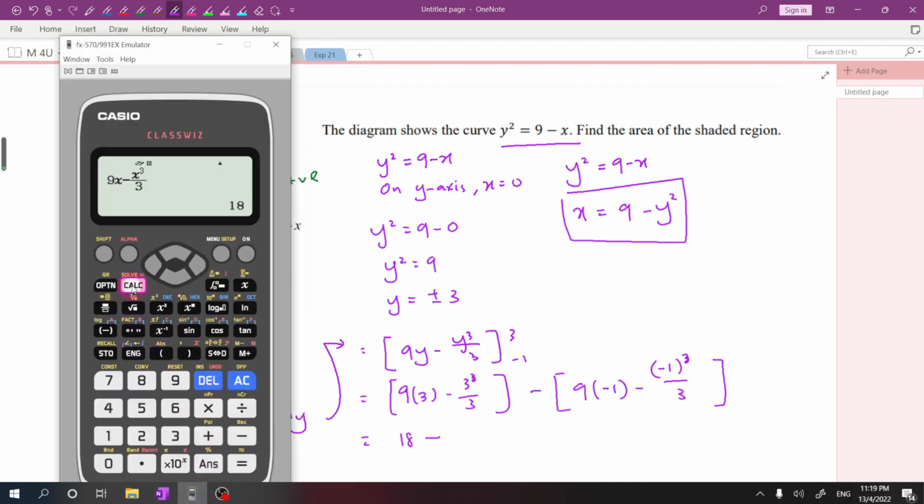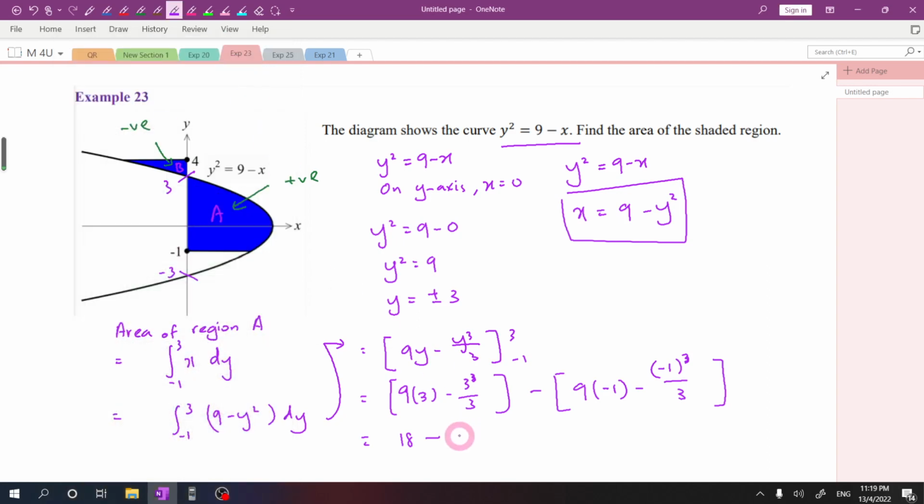Here do the same thing, press calculate. Since we already have the function, what we need to do is to change it to -1. Press equal again. So you will get -26 over 3. Just press the calculator. 18 minus -26 over 3 means plus 26 over 3. Okay, so the answer will be 26 and 2 over 3 square units.